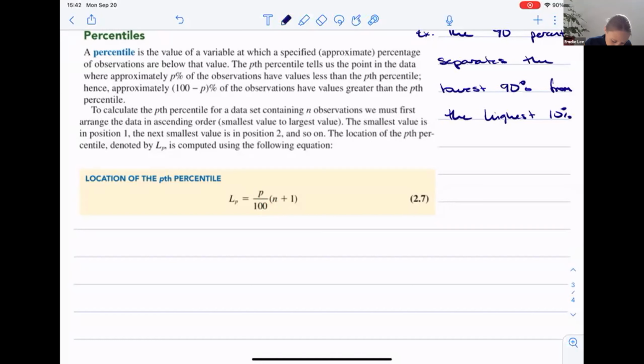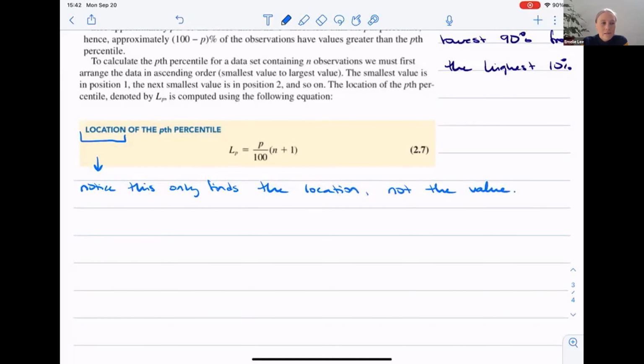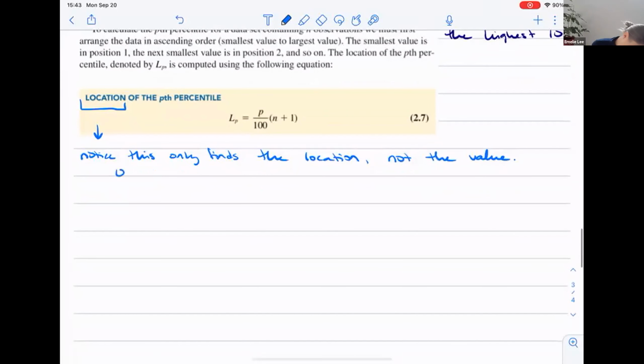So here, notice this only finds the location, not the value. Use software to find the actual value.